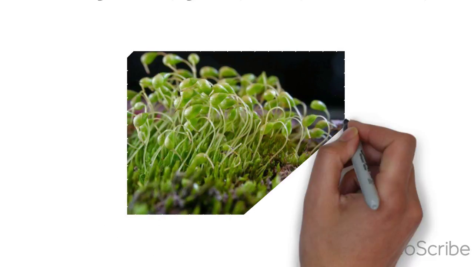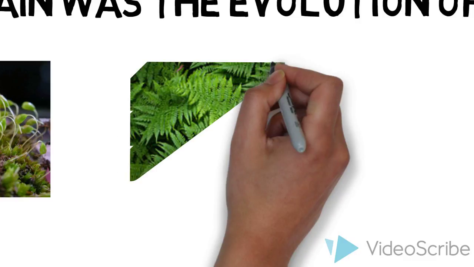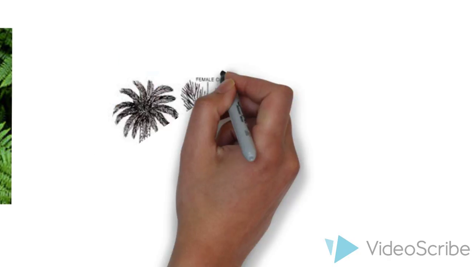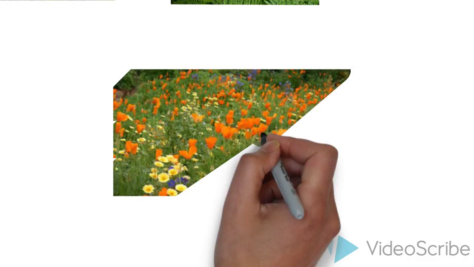And if you take a closer look, there are some bryophytes. As you can see, they are very small. Then came the ferns. Then came the gymnosperms with the seed. And finally came the angiosperms with the flower.